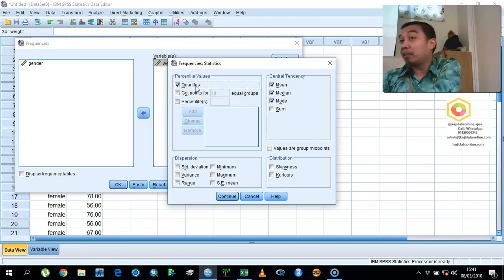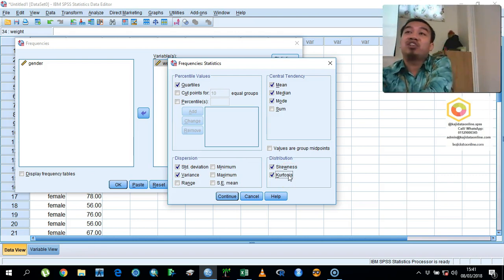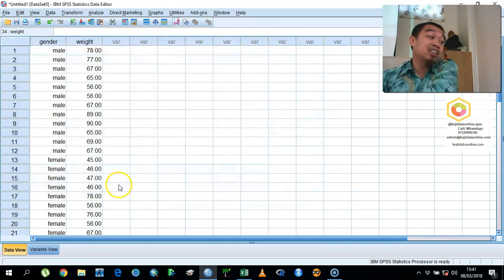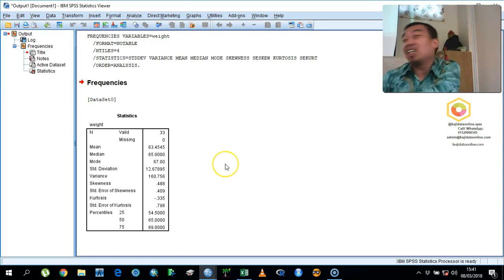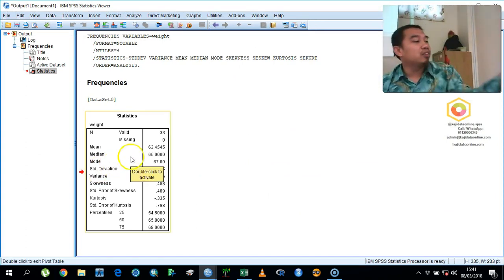And then this is the quartile. Remember about the IQR. Okay, this is the IQR. This is the expression of the standard deviation and variance. And remember the skewness and kurtosis I talked about before. This one is for measuring whether the data is normally distributed or not. Correct? So now you just click continue and then click OK. And straight away, the computer will calculate for you in a split second. Pam, it comes out like that.